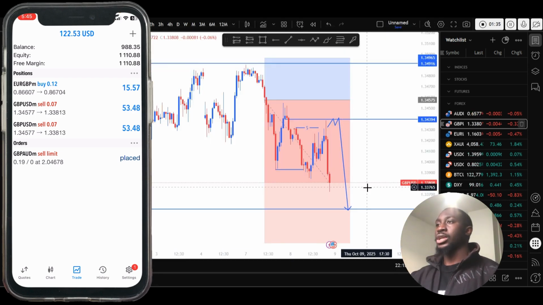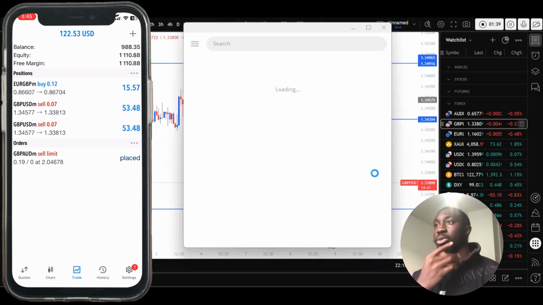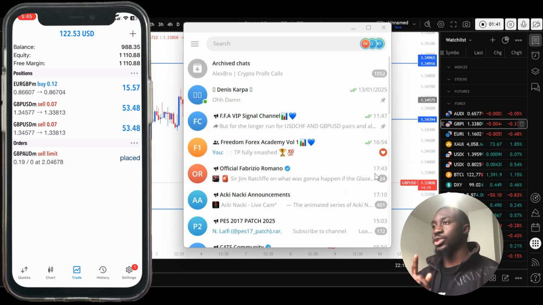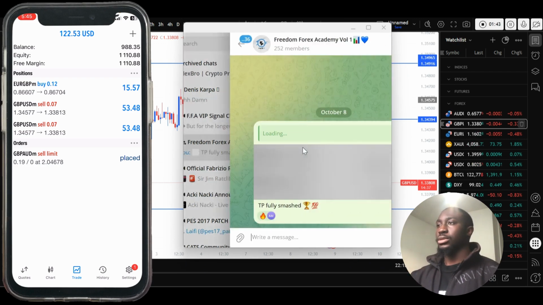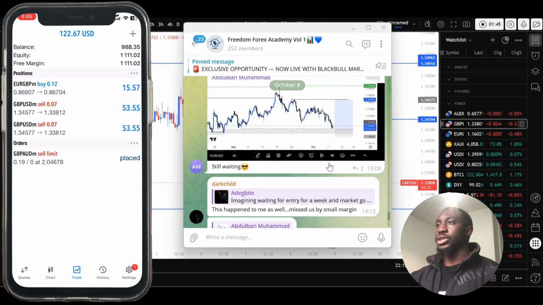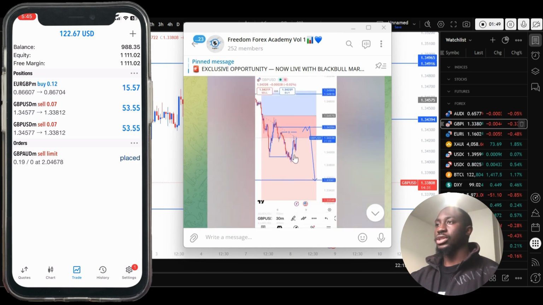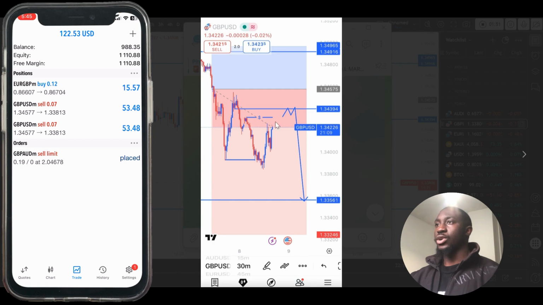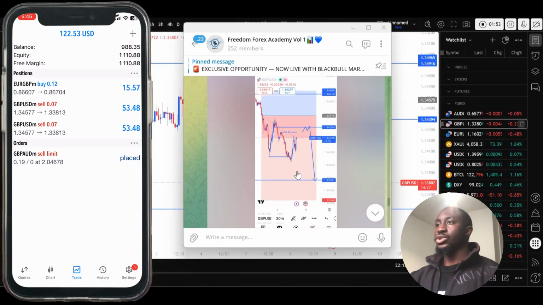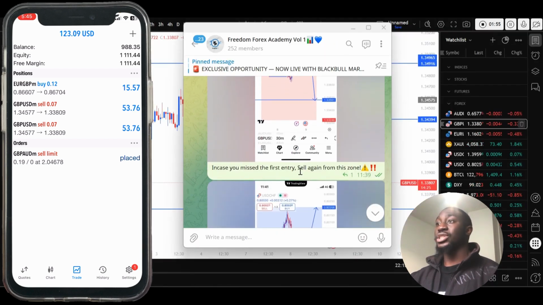So it is what it is. But I'm going to tell you guys what I learned from this trade. This was when I was at work. This was the trade that I called. I told them that in case you miss the first entry, sell again from this zone.